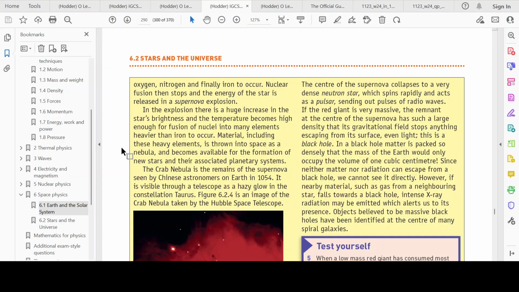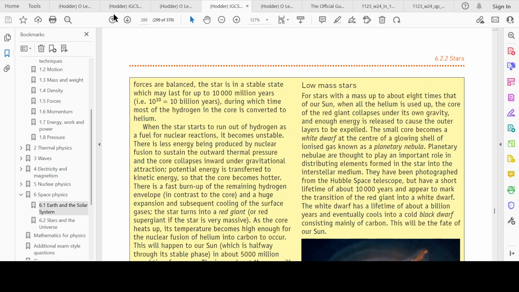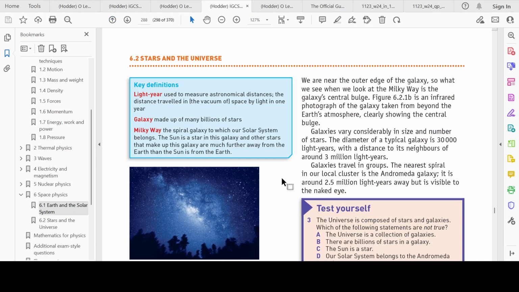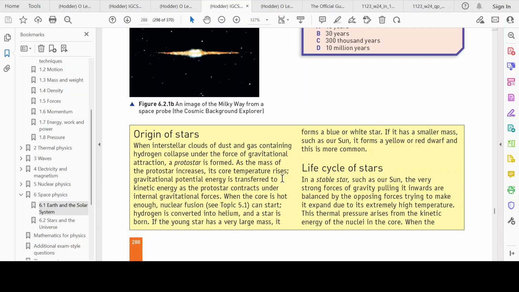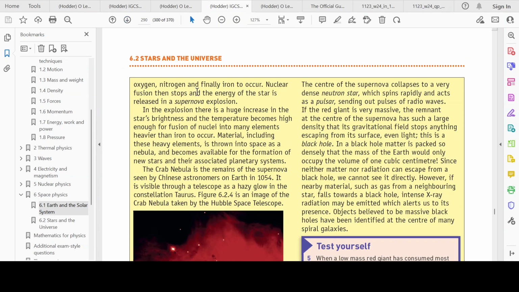Materials, including these heavy elements, are thrown into space as the nebula, an area of ionized gas and all that stuff. And then this material becomes available for the formation of new stars, and we saw how new stars form. Just going back to that part, interstellar clouds of dust and gas containing hydrogen collapse and all of that. So that can happen again.